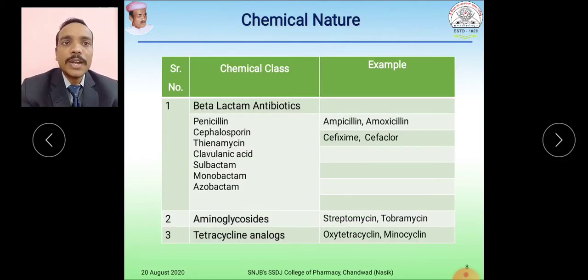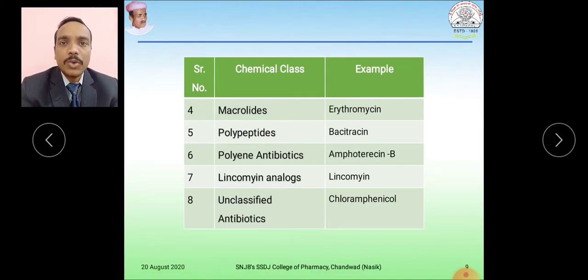Now, this is important in view of chemistry: the chemical classification of antibiotics. First is the beta-lactam antibiotics, the major class of antibiotics. It again has subclasses: penicillin, cephalosporin, thienamycin, clavulanic acid, sulbactam, monobactam, aztreonam and many more. Aminoglycosides, for example streptomycin, kanamycin, tobramycin. Tetracycline analogues: tetracycline, oxytetracycline, minocycline, rolitetracycline. Next is macrolides, for example azithromycin, erythromycin.